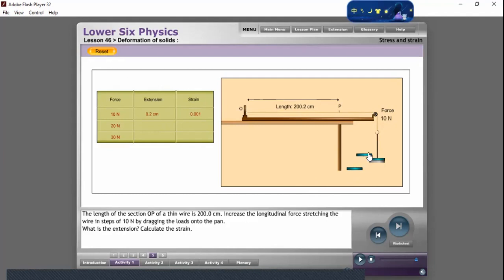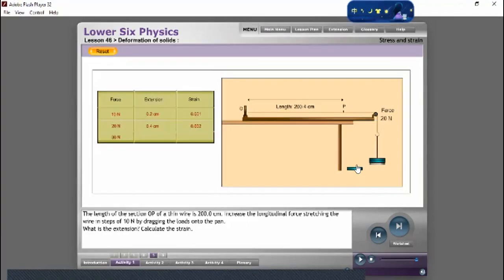And if I increase the load again and again, we notice that the extension keeps on increasing when the force is added. The strain of the system also increases as well.